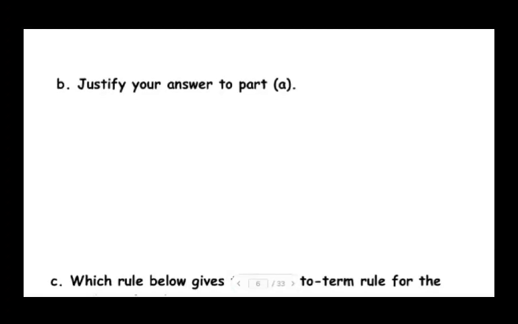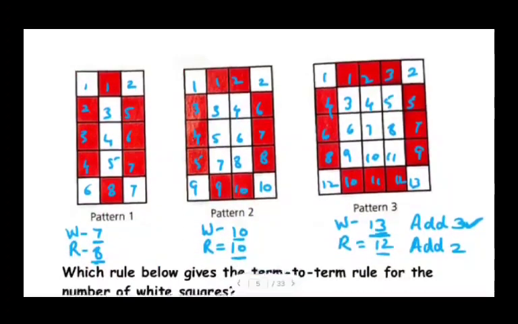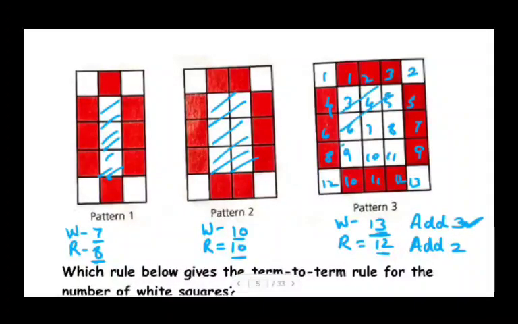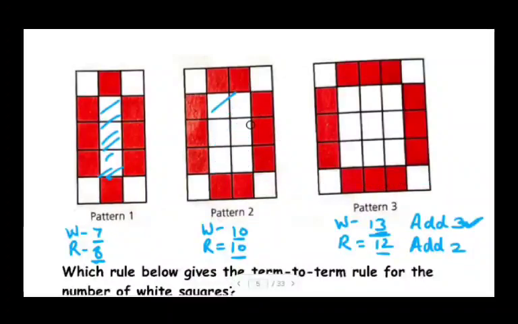Justify your answer. So how will you justify your answer, children? So here, if you see, here it has one row of 3 tiles. Here it has 2 rows, and here it has 3 rows of white tiles, whereas all the others are constant, right? So how will I justify my answer?